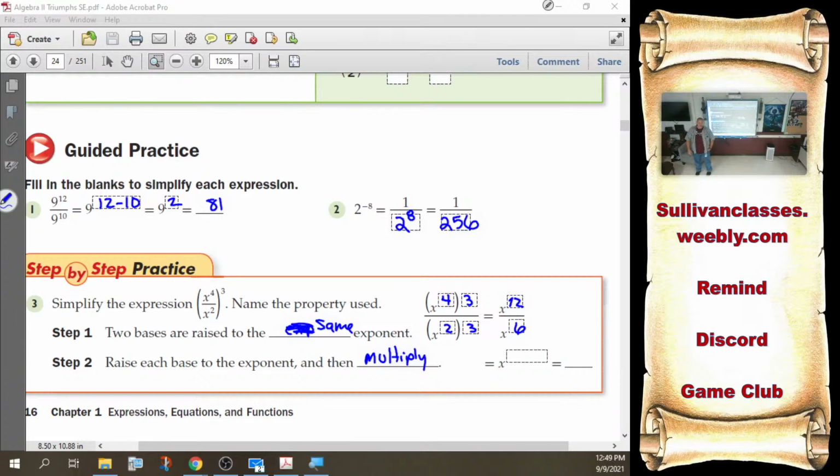I still ain't done. There's more blank boxes there. Now I have an exponent divided by an exponent. Which of the properties does it look like? Rule 6. Looks like rule 6, right? Exponent over exponent. Rule 6 says do what? Subtract them. So 12 minus 6 is?